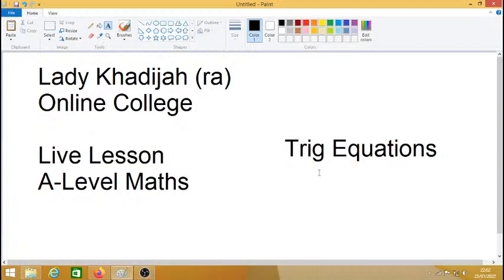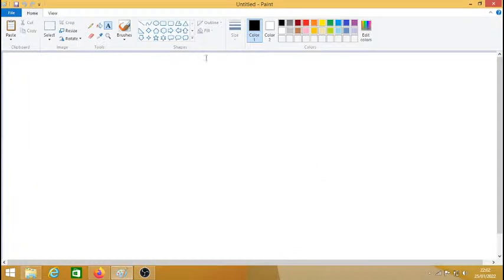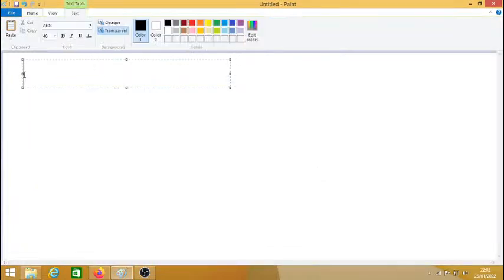Today's topic is trig equations, but we're looking at one that we haven't used that much, so we're going to go on to tan. If you're following through in the book, it's chapter 7 and it's example 12.